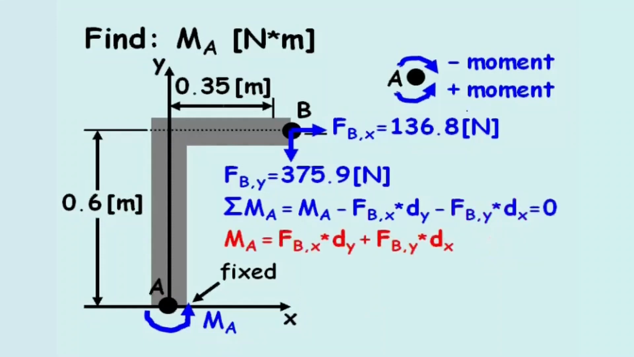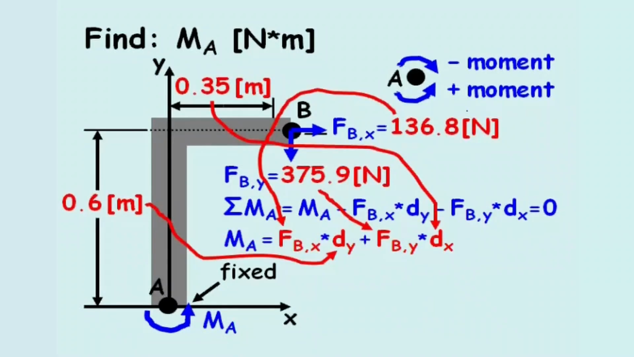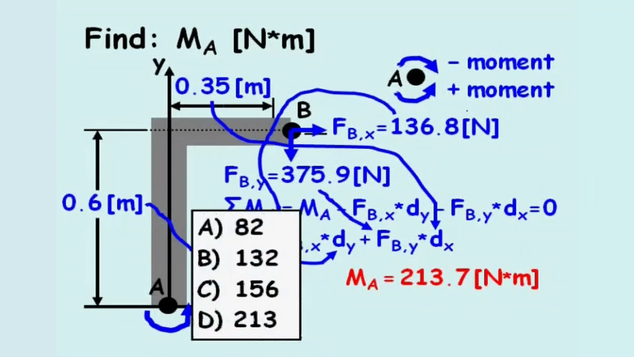Setting the equation equal to 0, solving for the moment at point A, and plugging in the known forces and distances, the moment at point A equals 213.7 Newton meters. When reviewing the possible solutions, the answer is D.